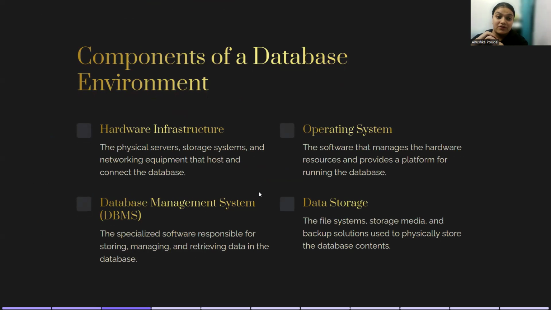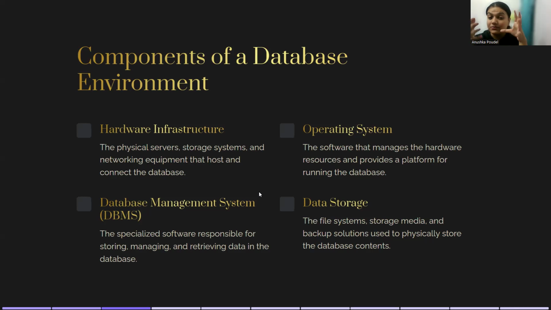Components of a database environment. Hardware infrastructure: the physical servers, storage systems, and networking equipment that host and connect the database. So we have hardware infrastructure, operating system, database management system, and data storage as the components of a database. The first component is hardware infrastructure, that includes the physical servers, storage systems, and networking equipment that are required to connect the host and the database.